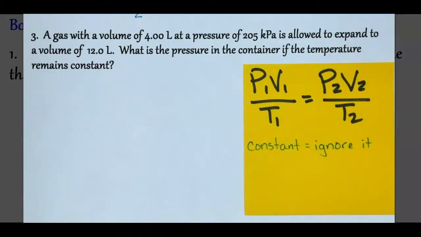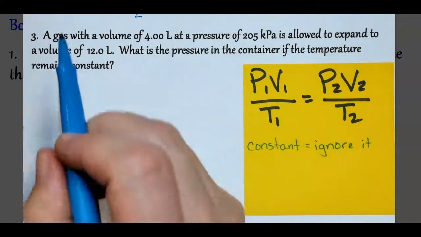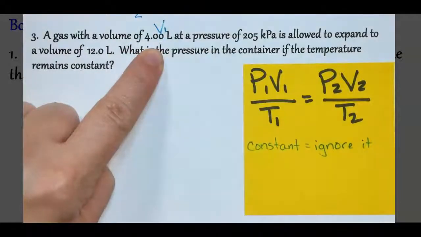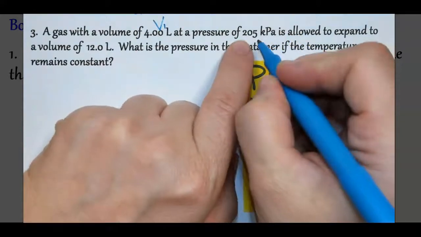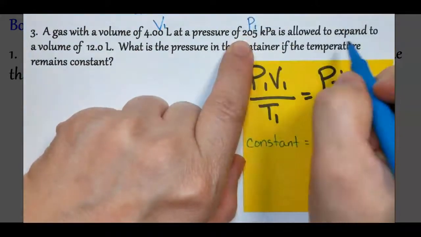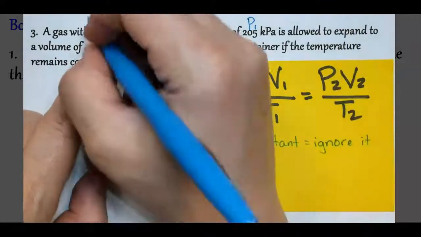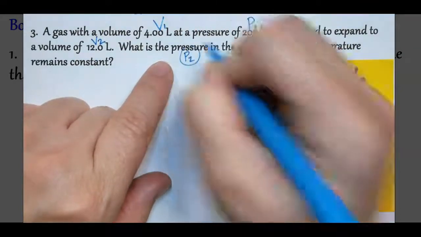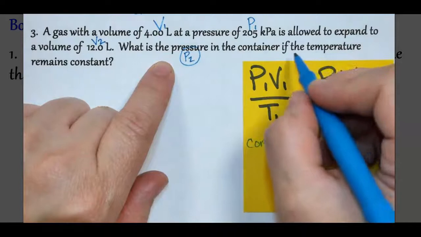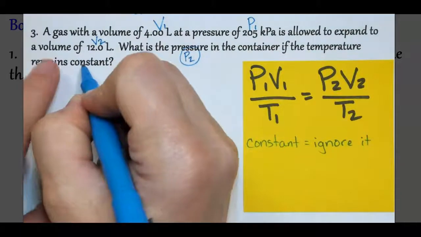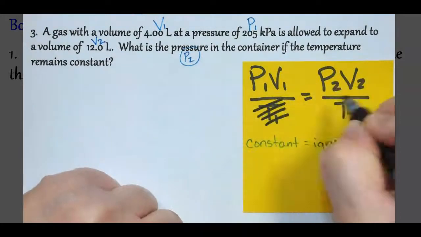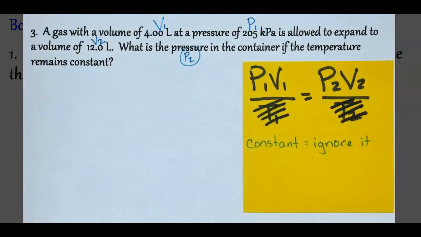Okay, and then number 3, here is our equation. If something's constant, we ignore it. So let's see what we have in our equation. A gas with a volume of, that's the first volume you come to, so we're going to label that V1. Is at a pressure of, this is our first pressure, so we're going to call that P1. It's allowed to expand to a volume of, there's the second volume we've come to, that's V2. What is the pressure? So we're trying to solve for P2 if in the container the temperature is constant. So because temperature is constant, that means that we can ignore it and we do not need to use it in our equation. So we'll just cancel it out.